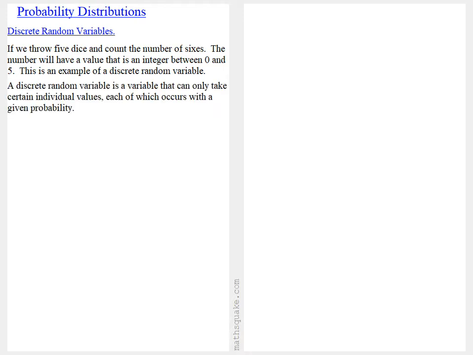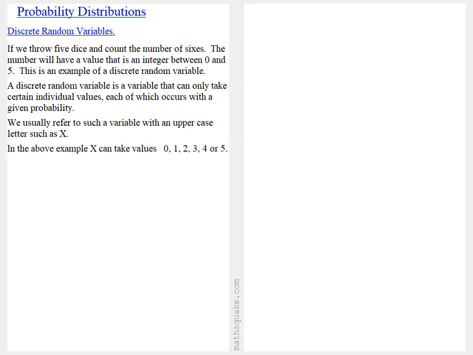A discrete random variable is a variable that can only take certain individual values, each of which occurs with a given probability. We usually refer to such a variable with an uppercase letter such as capital X. In the above example, X can take the values 0, 1, 2, 3, 4 or 5, and so we say X is an element of the set containing the numbers 0, 1, 2, 3, 4, 5. Then P(X = 1) means the probability of getting 1 six.